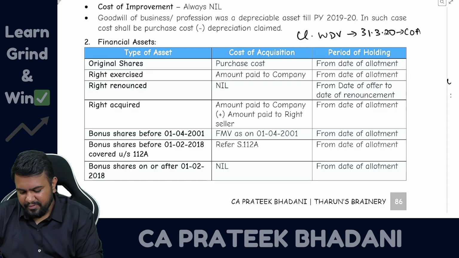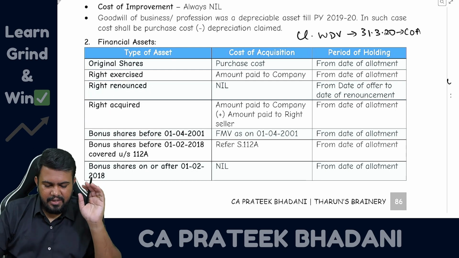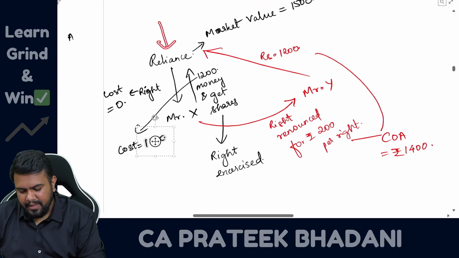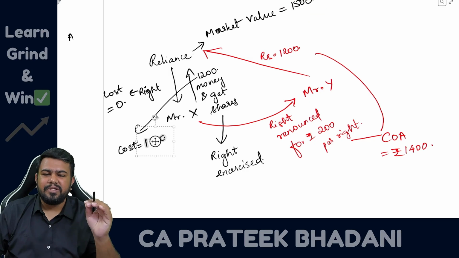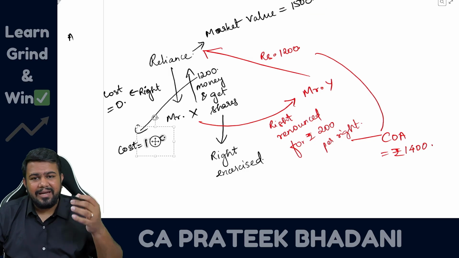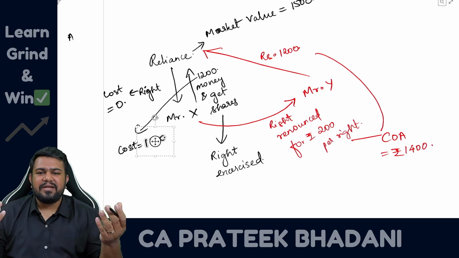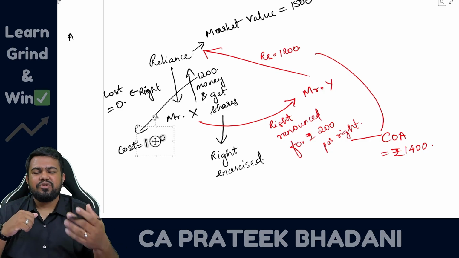Okay. Second one, rights exercised, rights renounced and rights acquired. So let me talk about right shares. Let me give you an example. Let's say Reliance is a company. The market value of the shares of Reliance is 1,500 rupees per share. Now Reliance wants some more money from the shareholders so that it can expand its business. So it will get money and it will issue new shares.